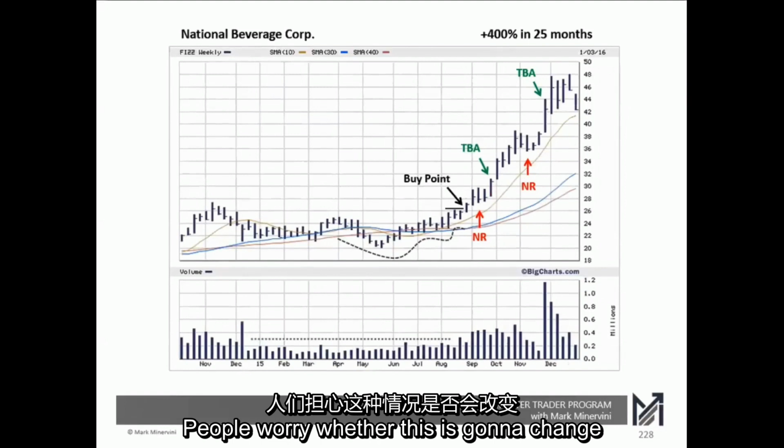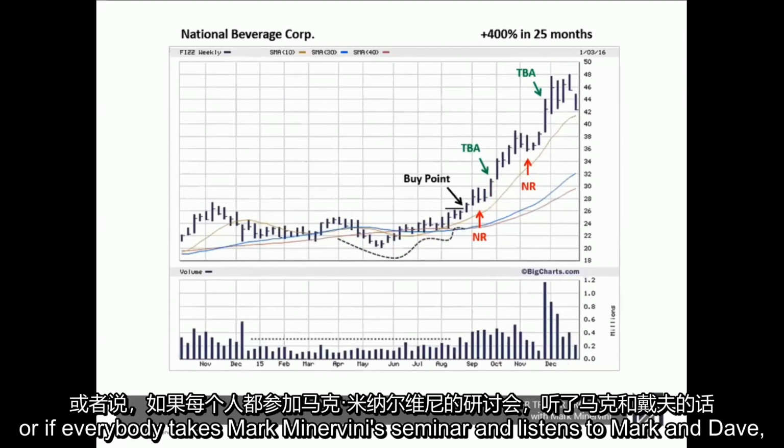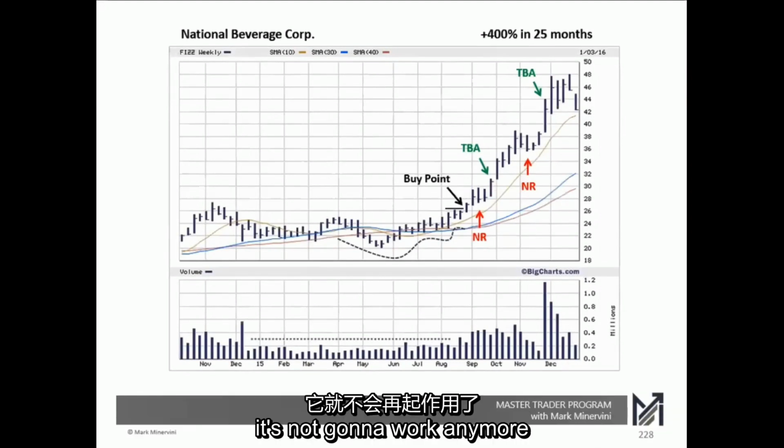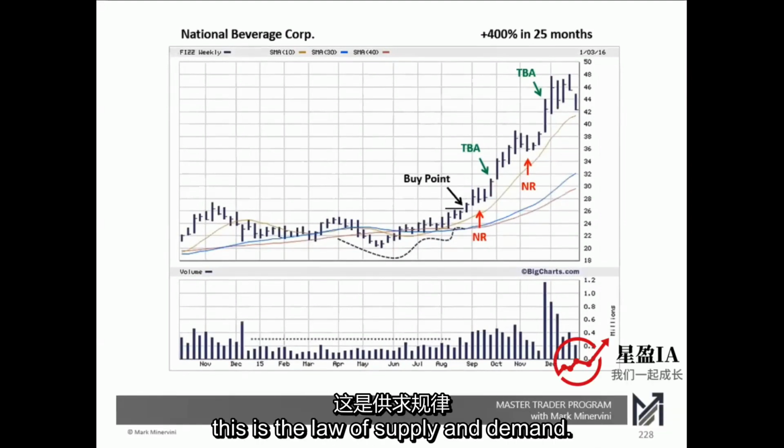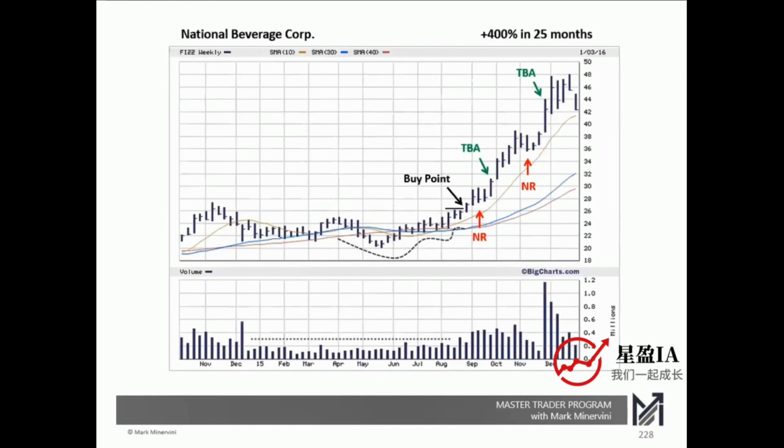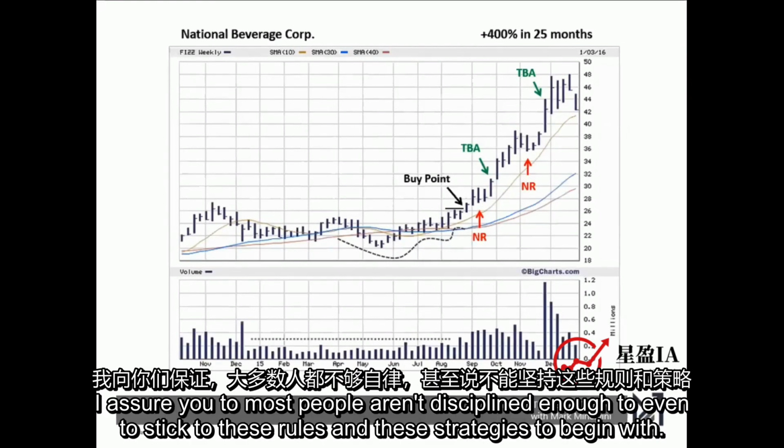People worry whether this is going to change, or if everybody takes Mark's seminar and listens to Mark and Dave, it's not going to work anymore. This is the law of supply and demand. This is like gravity. It's not going to change. It's the same, and I assure you too, most people aren't disciplined enough to even stick to these rules and these strategies to begin with.